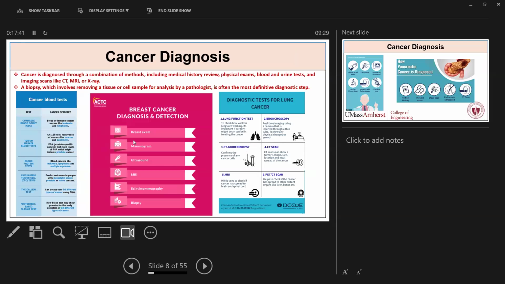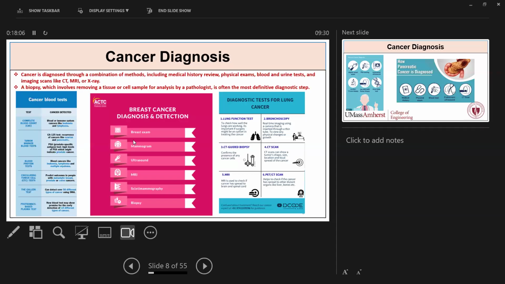So cancer is diagnosed through a combination of methods, including medical history review, physical exams, blood and urine tests, and imaging scans like CT, MRI, or X-ray. Like our previous speaker mentioned, a lot of X-ray things. So cancer can be diagnosed with a combination of these methods and also biopsy, right?